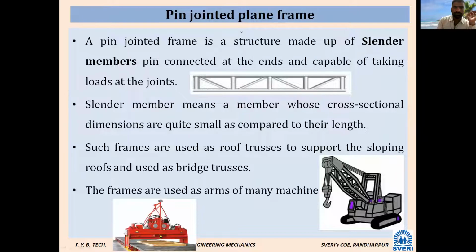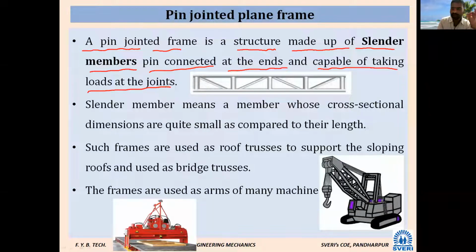Now this is the point; I need to start. What is pin jointed plane frame? First of all, what is pin jointed? Pin jointed frame is a structure made up of slender members, pin connected at the ends and capable of taking the loads at the joints.